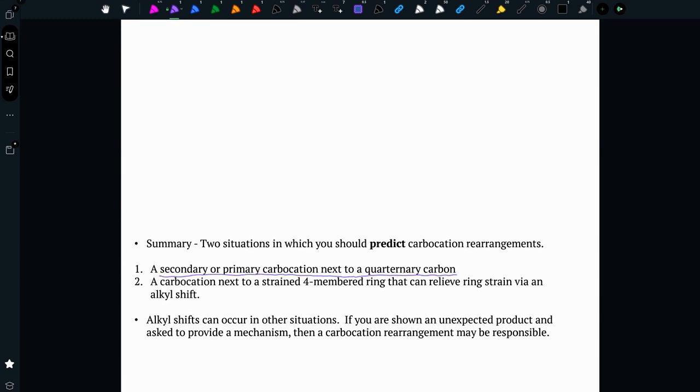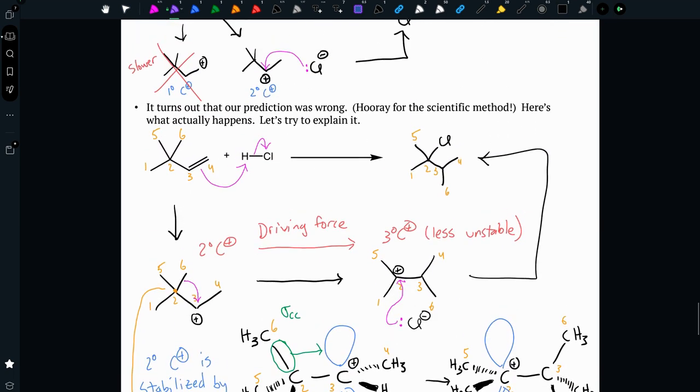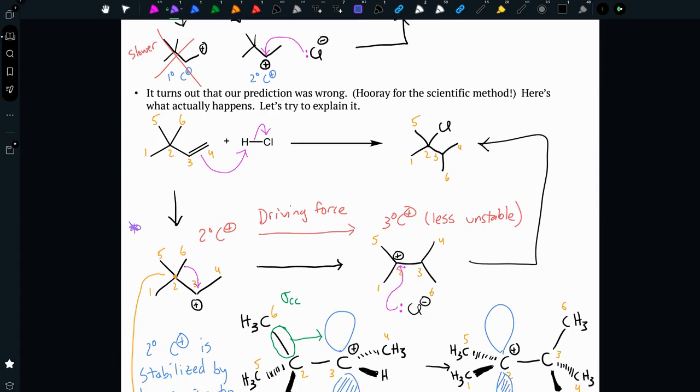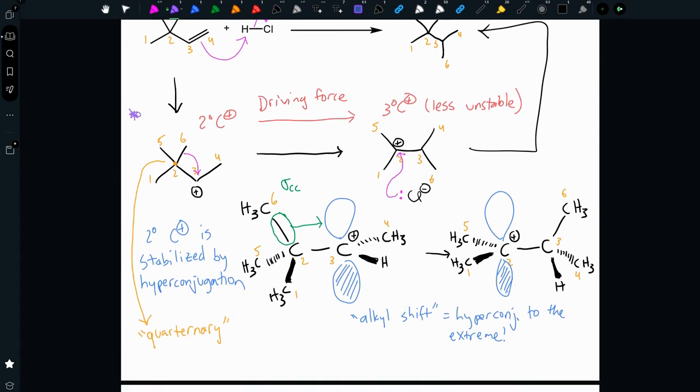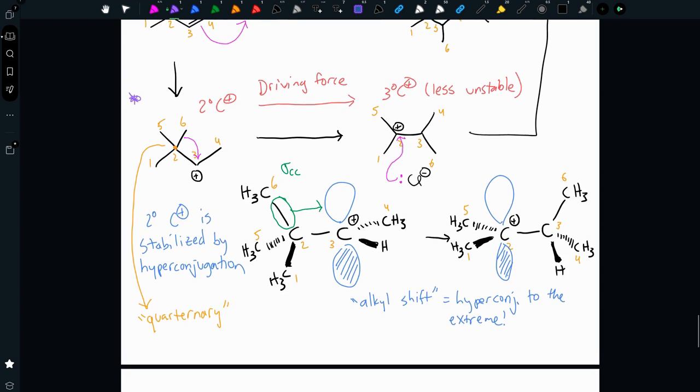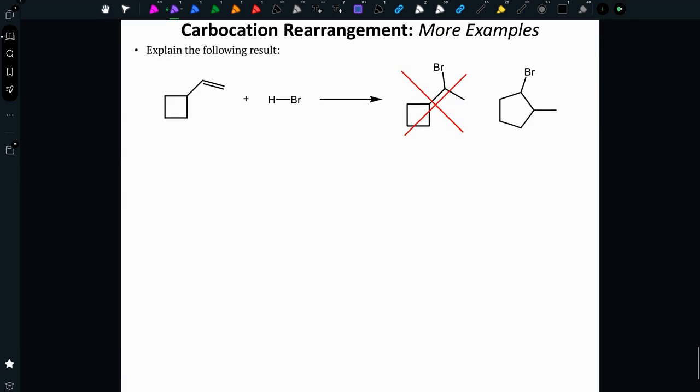This would work with a primary carbocation too. If it's next to a quaternary carbon, then that alkyl shift will be favorable. And so we should expect to see that. So that's case 1: secondary carbocation next to a quaternary carbon. So an alkyl shift will happen when there's a driving force that will make the carbocation less unstable. All right, so that was one case. Another case I want to show you that's also fun.